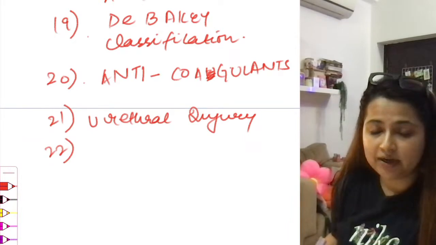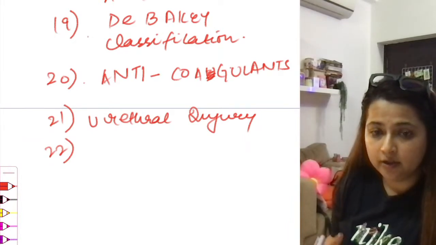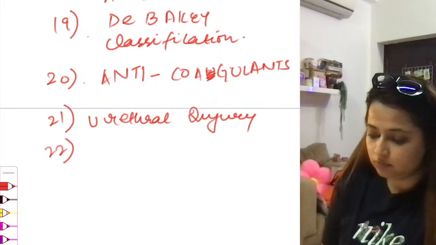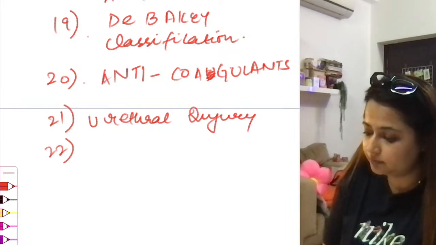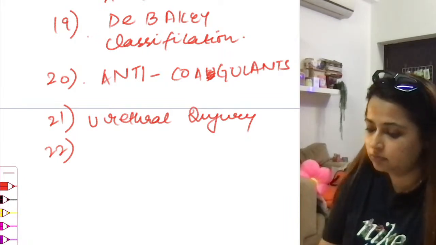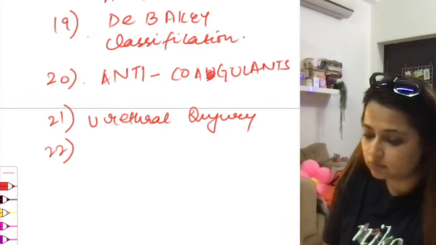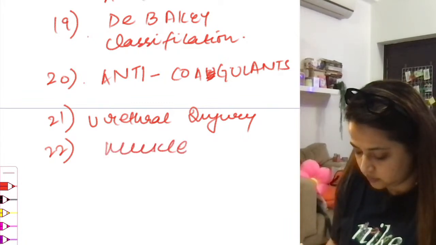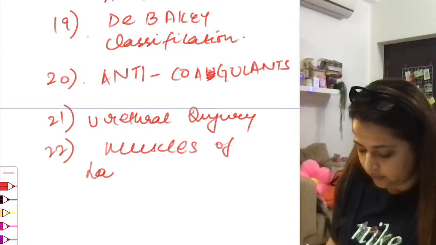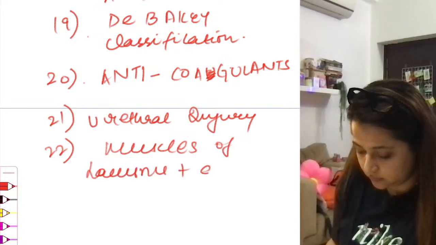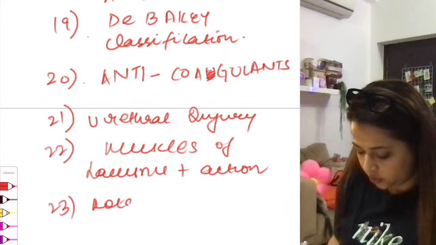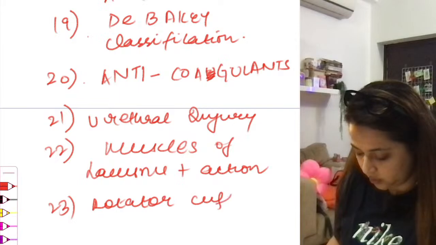You should know what type of urethra is getting injured: anterior urethral injury, posterior urethral injury, and how to differentiate between them. Next is the muscles of the larynx and their action. Then rotator cuff. I taught you in the previous lecture, so please review it.